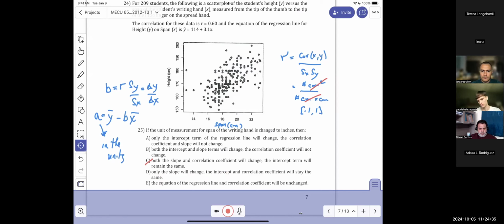Wouldn't just the correlation remain unchanged? Well, if I'm going to use the same logic that I used here for R, this wouldn't have units either, right? Because this has no units, and then SY would be in centimeters and SX would be in centimeters, so they would also cancel. But the ratio might be different. I don't know. I'm missing some information here.